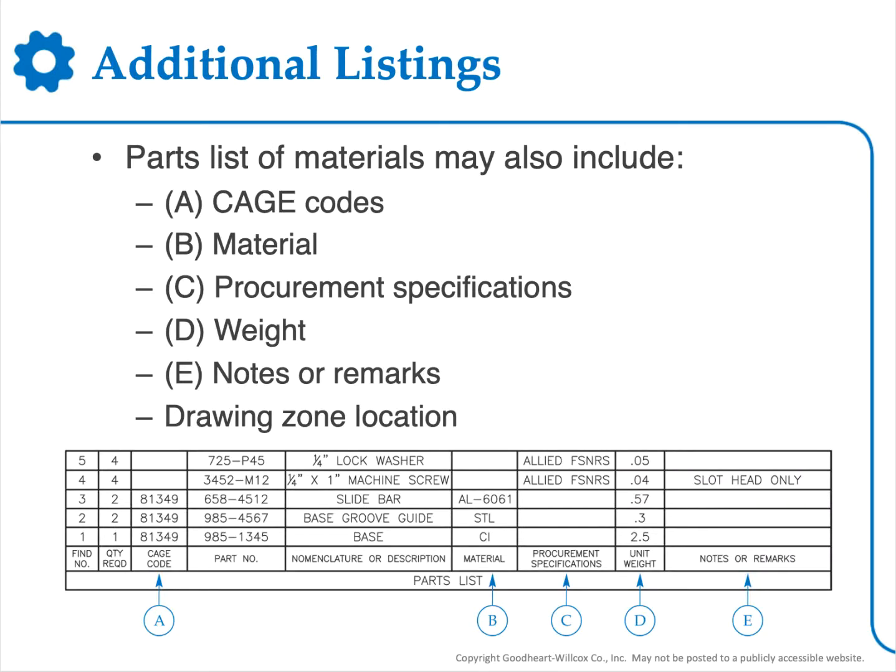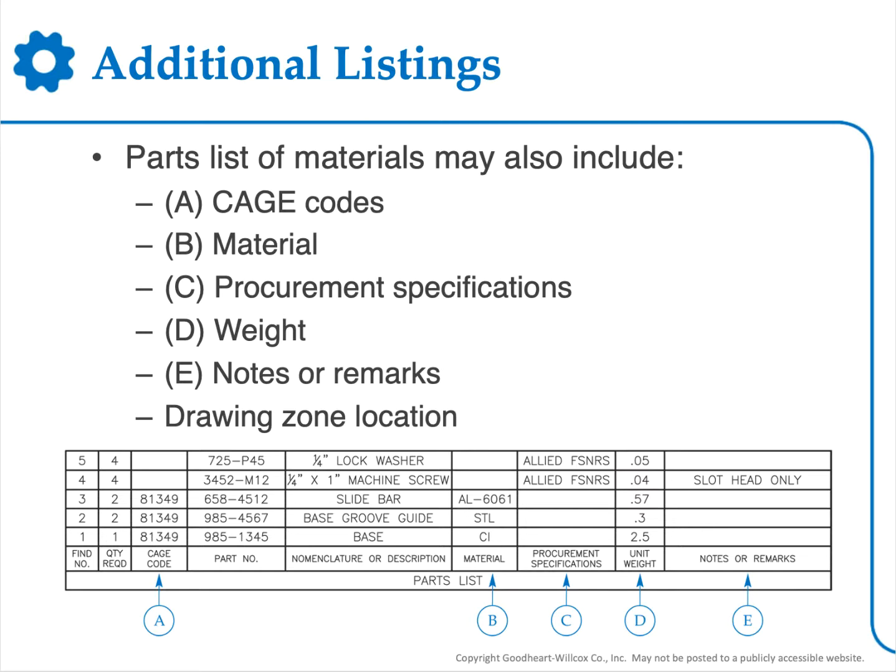There are some additional things that go on in a parts list. We could have cage codes. Cage coding is shown here with the balloon A. And cage codes appear on an assembly drawing when the part is applicable to a federal government type part, something very official, and that you have to use that specific part. The acronym CAGE actually stands for Commercial and Government Entity.